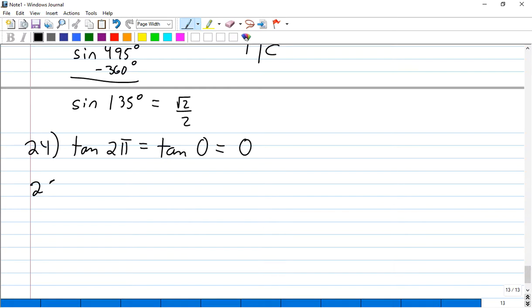Number 25. The sine of 0. So either use your unit circle or use the fact that you probably should know at this point that the sine of 0 is 0.